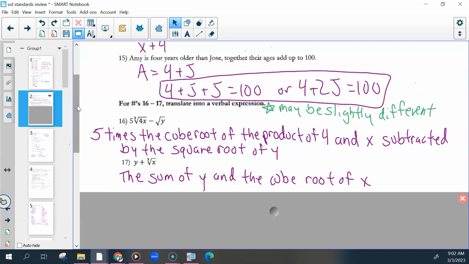So SOL 2A we've talked about. 2B we haven't talked about yet, but you can still try it, put it in Desmos, see if you get answers. And then same thing with SOL 2C, we haven't talked about that yet, but still try it, put it in, see if you get answers.